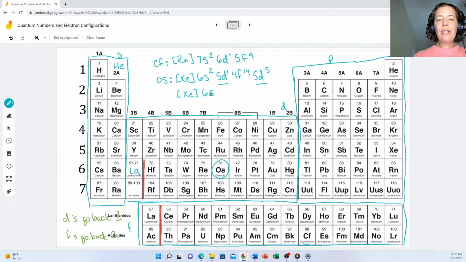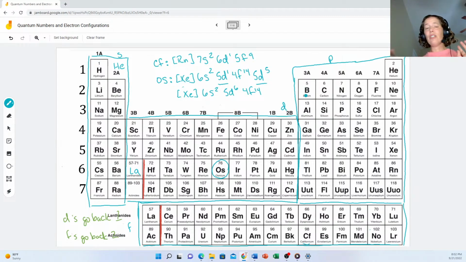So this would be 6s2, 5d6, 4f14. Again, just follow whatever guidelines or rules your teacher gives you, but know that this electron configuration is a valid electron configuration.